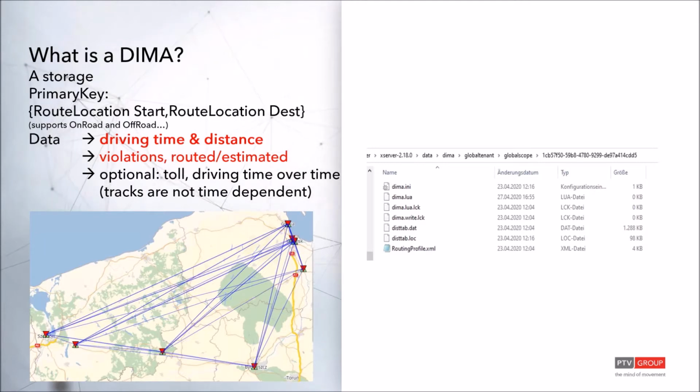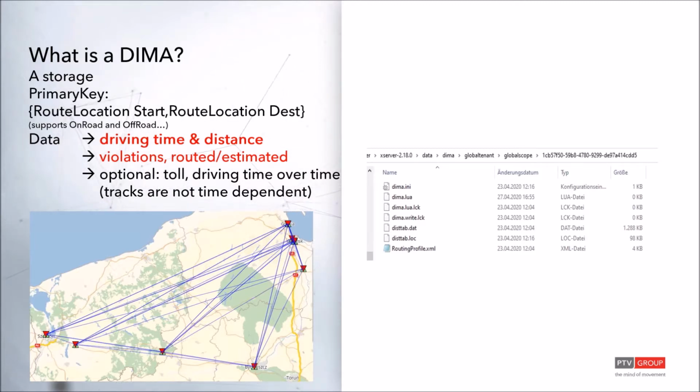What is a distance matrix? First of all, a distance matrix is some kind of storage that you can use to store KPIs such as driving time or travel time and distance values. So it's like a SQL table, which is based on a primary key plus some data columns. The primary key for such a table is the coordinates of start and stops of a relation.